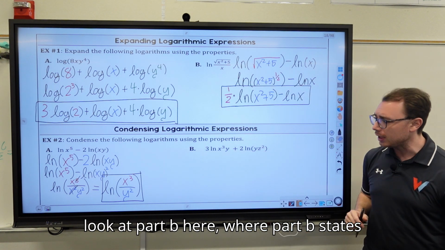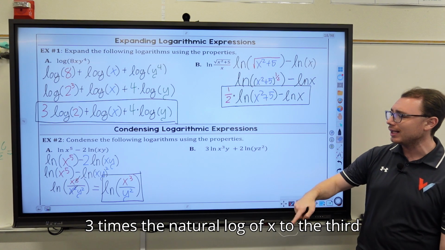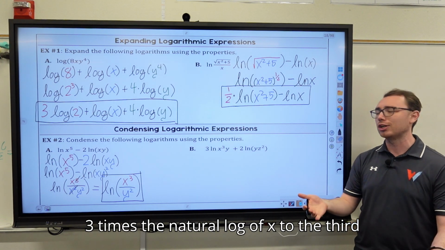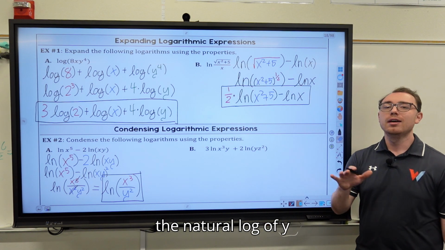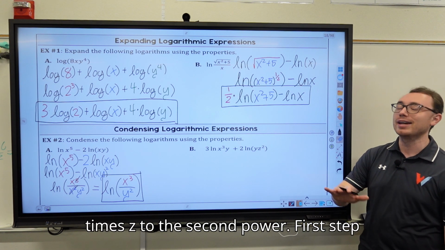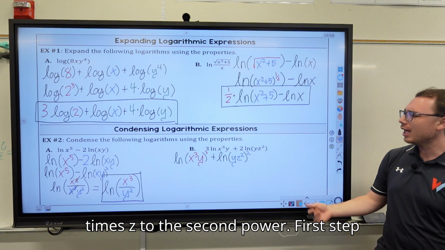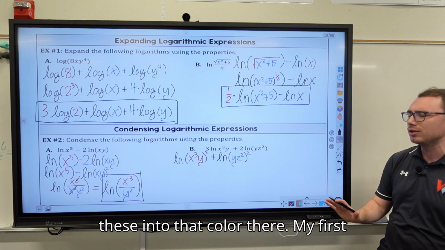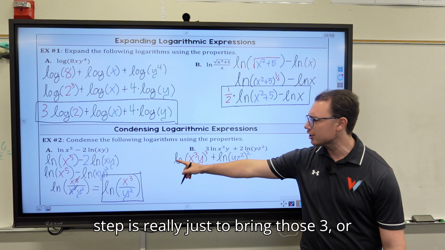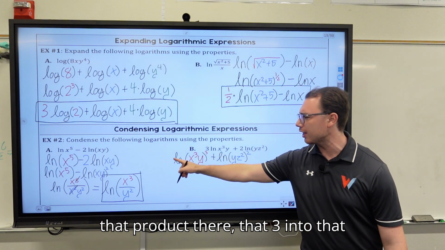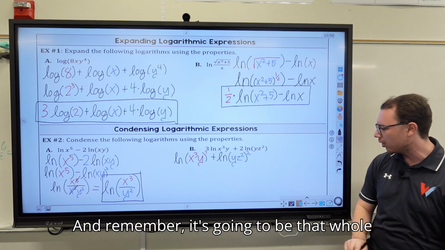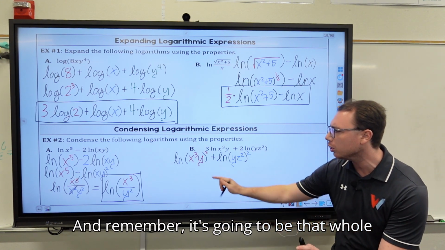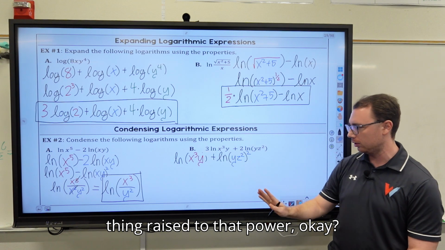Let's take a look at part B, which states 3 times the natural log of x to the 3rd power times y plus 2 times the natural log of y times z to the 2nd power. First step here, I just want to rewrite a lot of these in color. My first step is really just to bring that 3, or that product there, into that exponent, and that 2 into that exponent. And remember, it's going to be that whole thing raised to that power, okay?